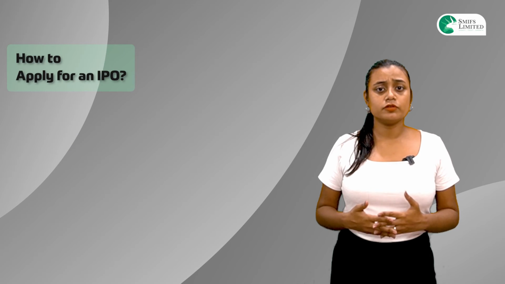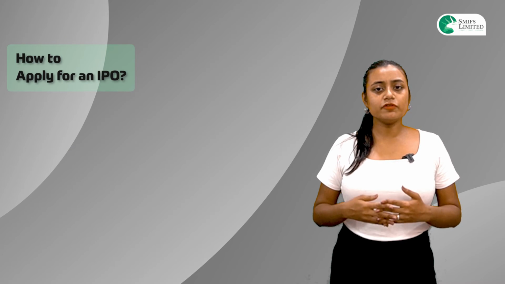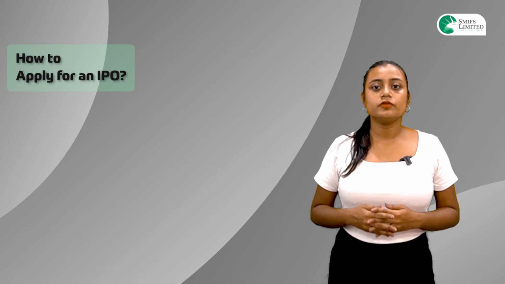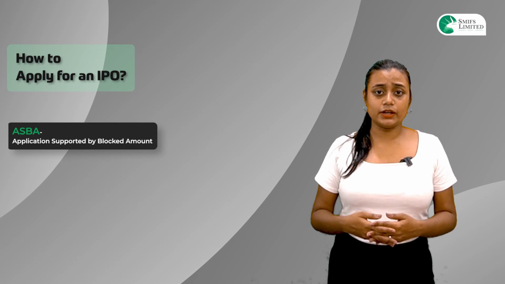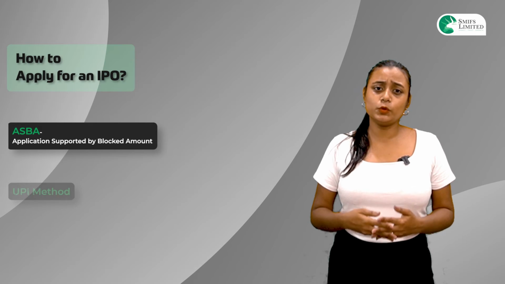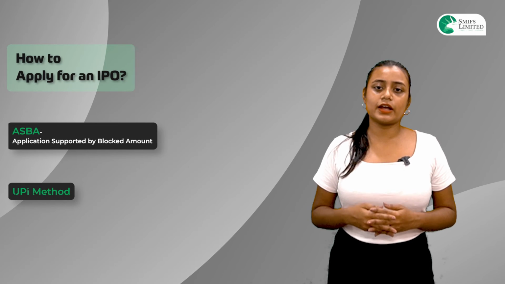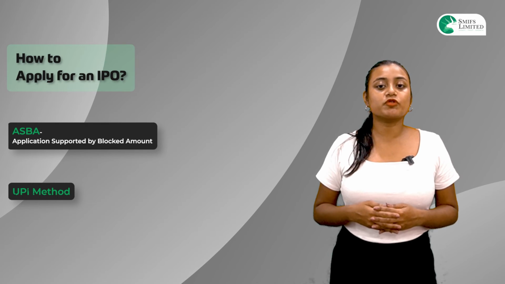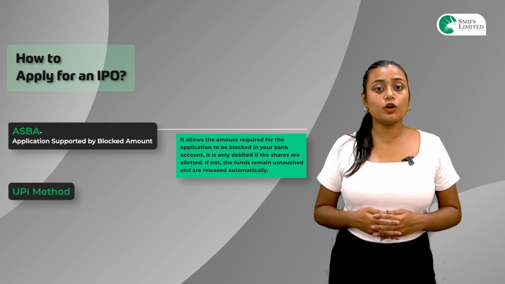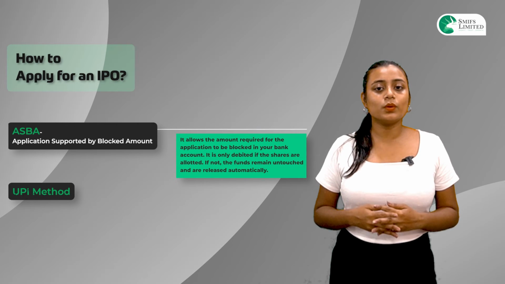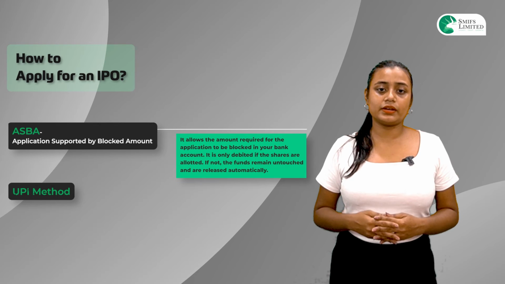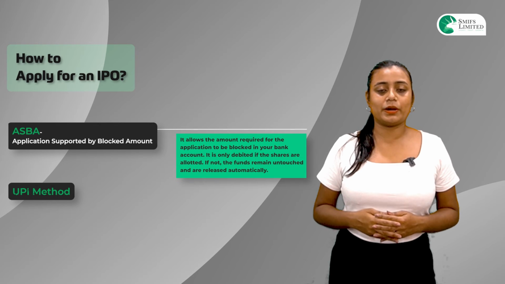How to apply for an IPO? To apply for an IPO, investors generally use two methods. First up, we have ASBA, and next we have the normal UPI method. ASBA stands for Application Supported by Blocked Amount. It allows the amount required for the application to be blocked in your bank account. It is only debited if the shares are allotted. If not, the funds remain untouched and are released automatically.